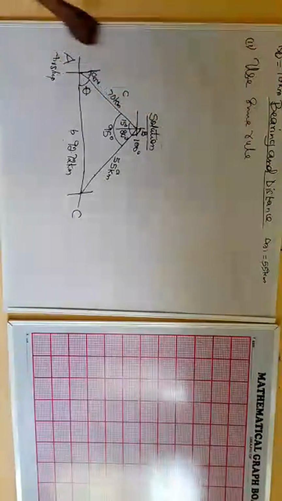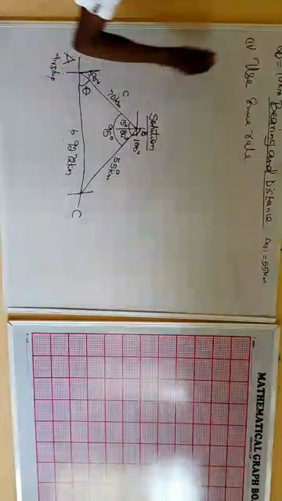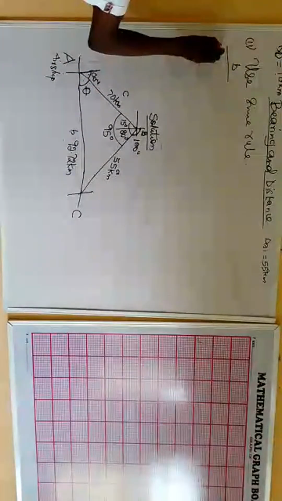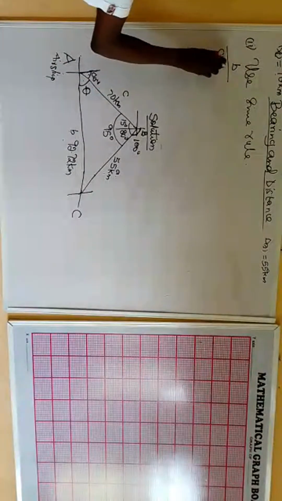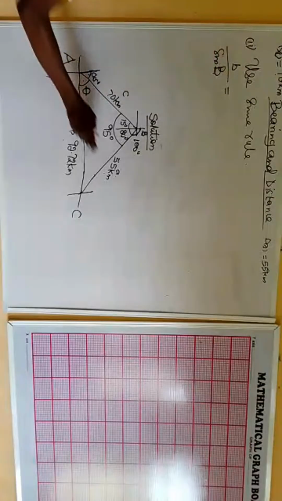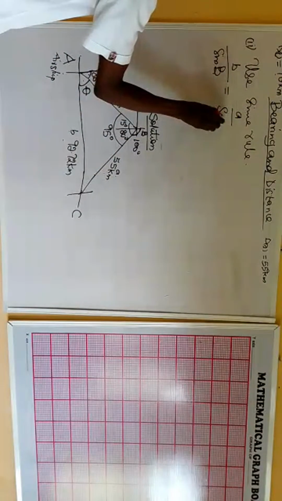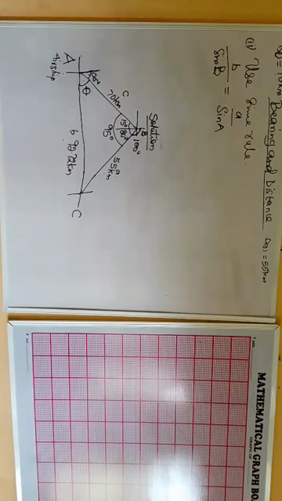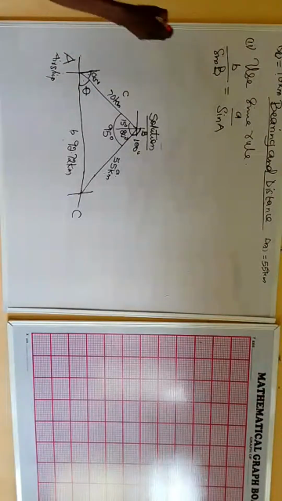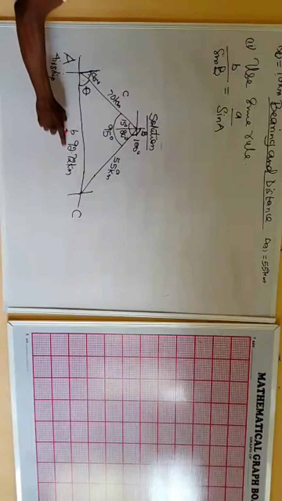We are going to use the sine rule, which says that b over sine B is equal to a over sine A. You can say no, you want to use sine B over b is equal to sine A over a. You are very correct, we are having the same answer. Okay, what is our small b now?